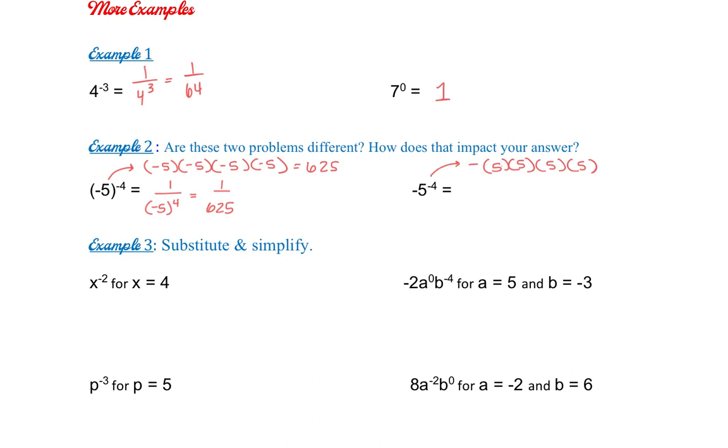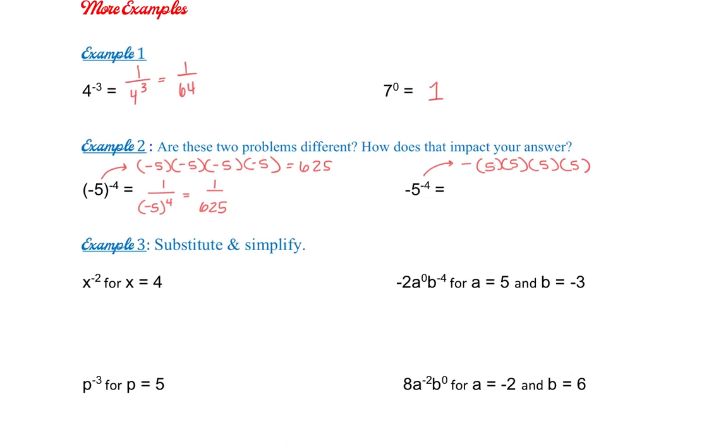Moving over to the other problem, negative 5 to the power of negative 4 without parentheses. We are going to make that exponent positive by moving it to the denominator. So negative 5 to the power of 4. We know that 5 to the power of 4 is 625. But remember, we're going to have a negative sign out front there. So then it'd be 1 over negative 625. And that would be your final answer.